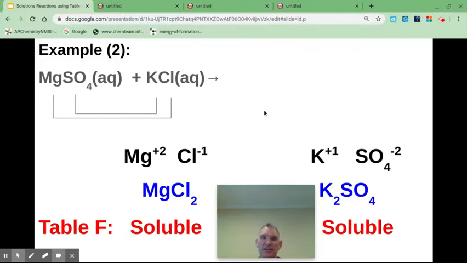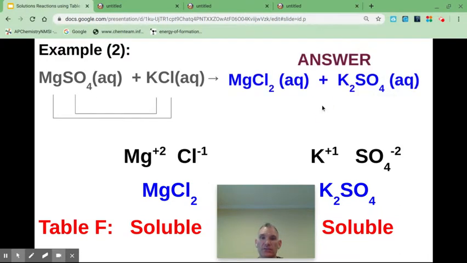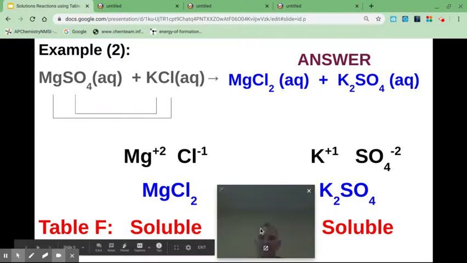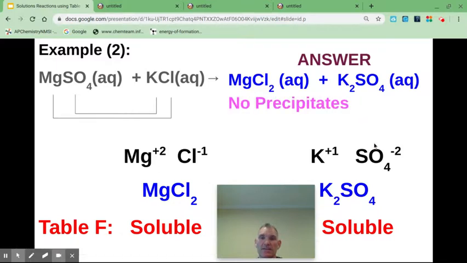So once again, I have to put this all together. On the right-hand side of this reaction, it's going to be MgCl2 plus K2SO4. And notice they're both aqueous. The reason they're both aqueous is that table F says they're both soluble. So in this scenario, there is no precipitate because they're both aqueous. Again, you may want to watch that example over a few times to get confident before you move on.